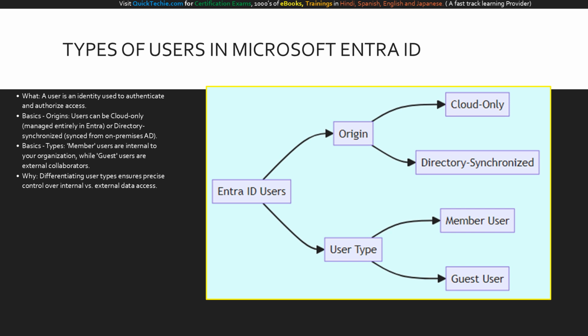This diagram breaks down the taxonomy of an Entra ID user. Starting from the user object, we evaluate it on two fronts, origin and user type. The origin splits into cloud-only or synchronized. Simultaneously, the user type dictates if they are an internal member or an external guest. Understanding this matrix is step one before we actually create a user.